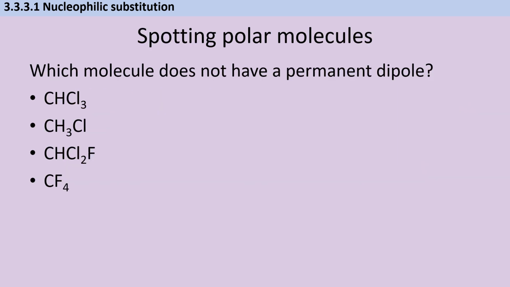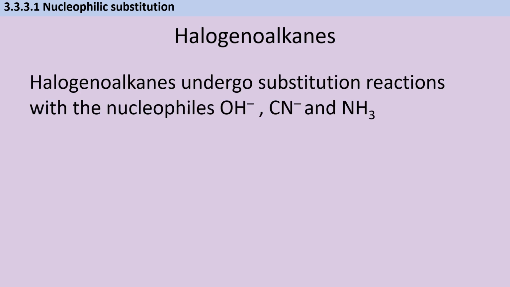So just to make sure you've remembered what we're talking about here, just pause the video and identify which of these molecules does not have a permanent dipole. The answer, of course, is the last one, because this is the one in which we have 4 of the same type of bond as they're all cancelling out because it's a symmetrical molecule. So on to the new stuff.